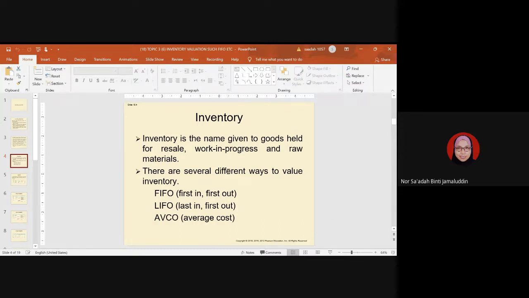There are several different ways to value inventory. Kita ada 3 method untuk kita nilai kita punya inventory. The first one is first in, first out. Masuk dulu, keluar dulu. Masuk mula-mula, keluar pun mula-mula. The second method is LIFO, last in, first out. Stok tu masuk lambat tapi keluar dulu. The third one is the average method. Average cost method adalah purata, harga purata.